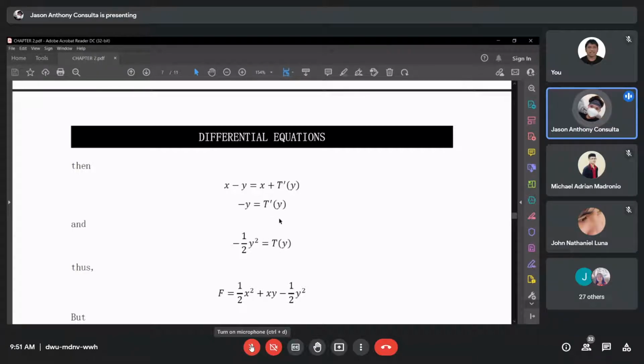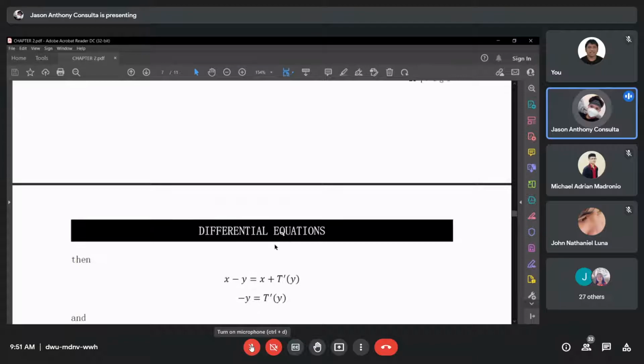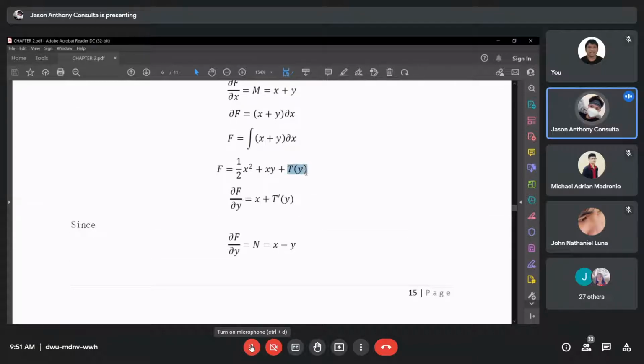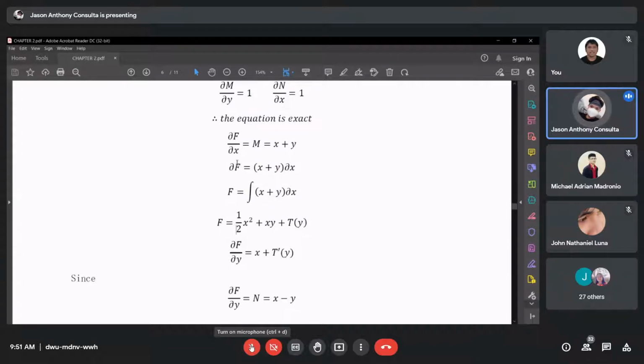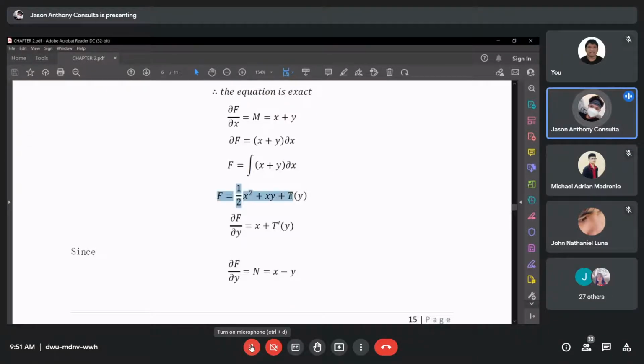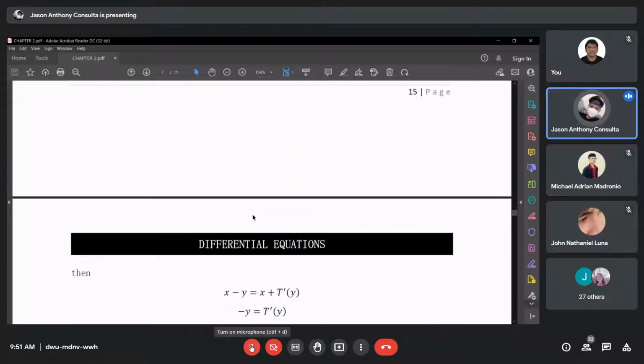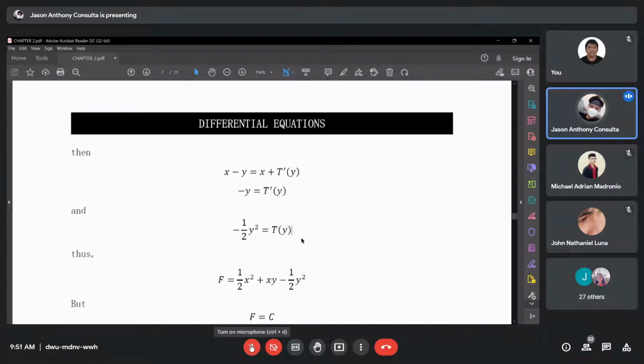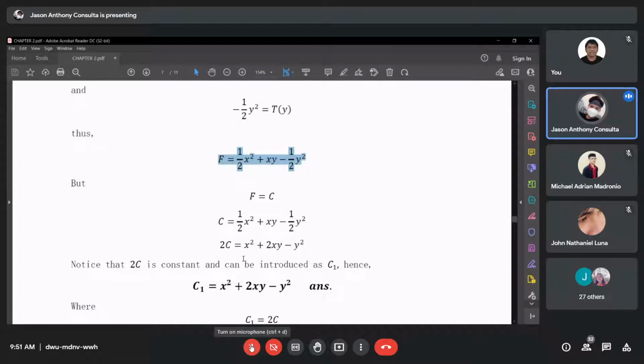Tandaan yung f, huwag kalimutan yung f na sinolve natin kasi yun na yung final answer natin. Ang problema lang, kulang siya ng t sub y. Hahanapin pa natin siya. Yung f, after the integration, after makuha if the equation is exact, etong f na ito, that will be your final answer provided na makuha nyo itong t sub y. Okay? So, the process of getting t sub y is this one. So, pag nakuha nyo na itong t sub y, isubstitute nyo siya doon sa f. So, that will be your answer na.